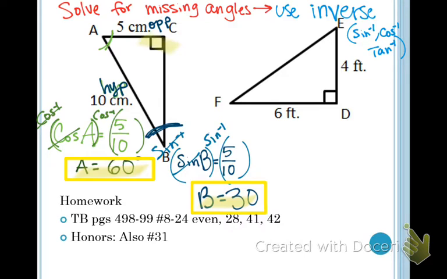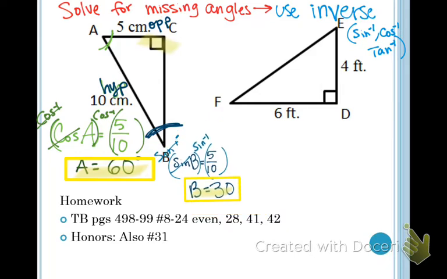So we're going to do the same thing with the second triangle. I'm going to make this a little smaller. Which angle do we want to solve for first? E. What kind of side is 4? Adjacent. And what kind of side is 6? So which trig function am I going to use? Tangent from angle, what do we say, E, equals opposite, which is 6, over the adjacent 4.